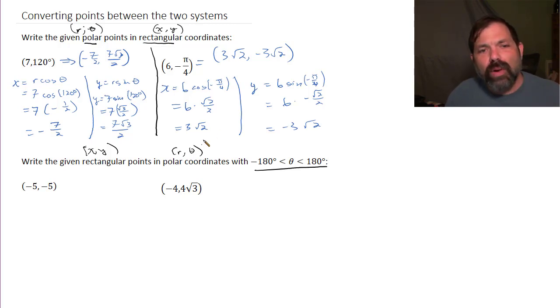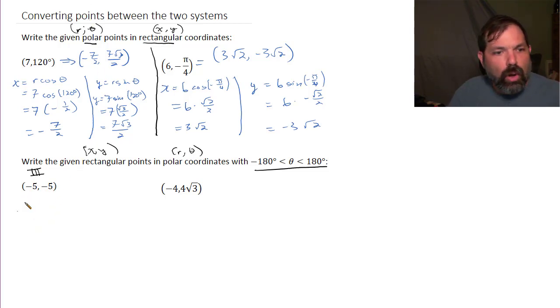Now, one thing that's important in this direction is that we really have to be careful about the quadrant. So if I have the point negative 5, negative 5 in rectangular coordinates, that's in quadrant 3. Okay, so we have to remember that. All right, so now r is not too difficult. R is the square root of negative 5 squared plus negative 5 squared.